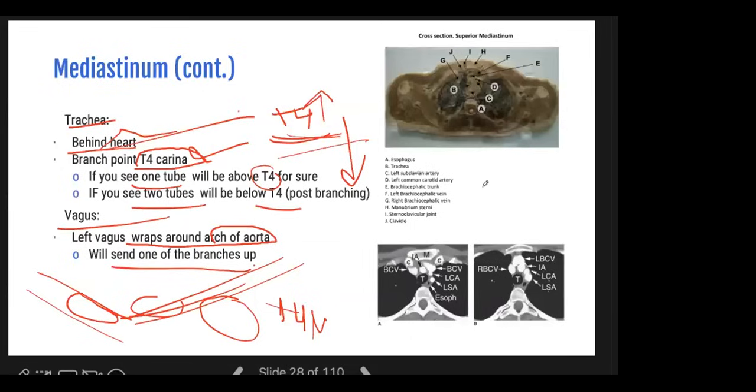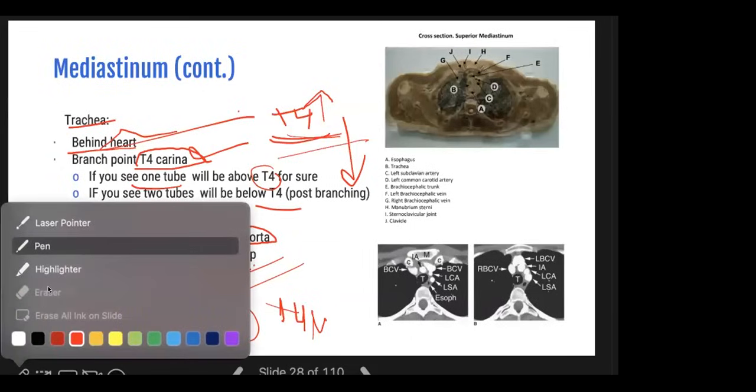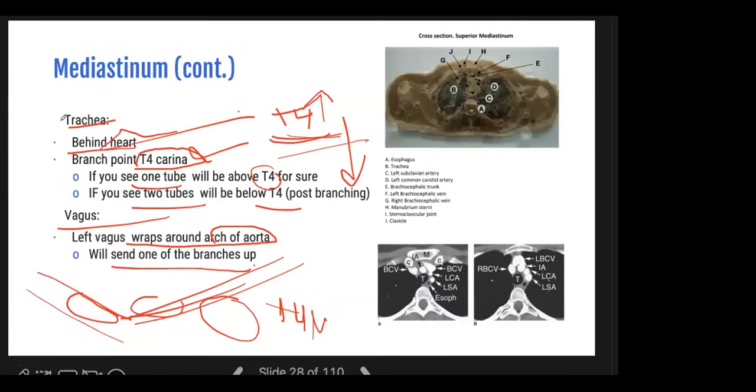So look in here. Let me just try to erase this for you guys. Okay, sorry. So essentially the trachea, guys, is going to be behind the heart. Sorry for the messy area. The branch point is going to be the T4 carina, or it's called the carina. Essentially, this is the end point of the trachea where it divides into two.